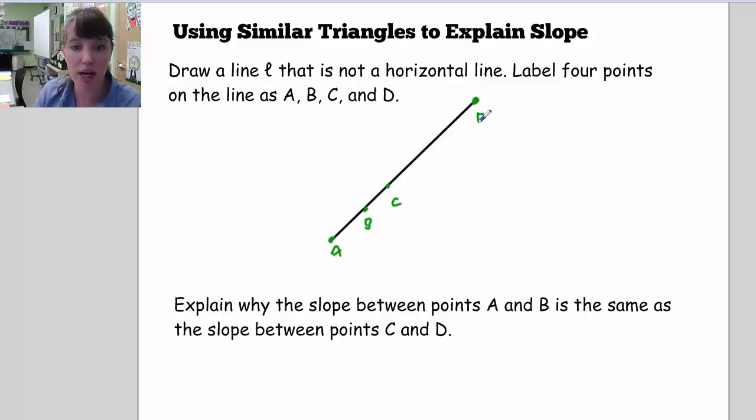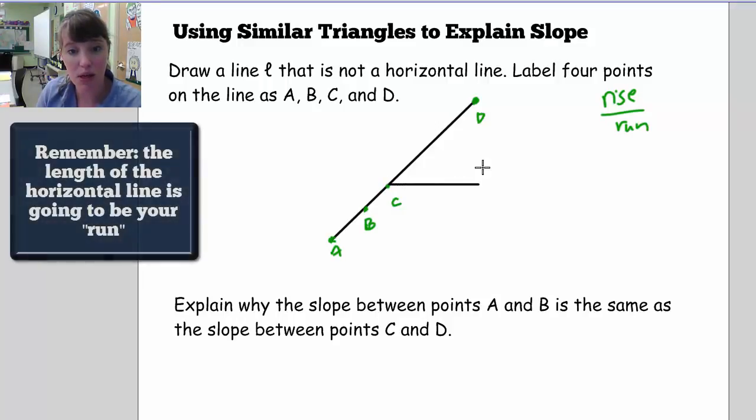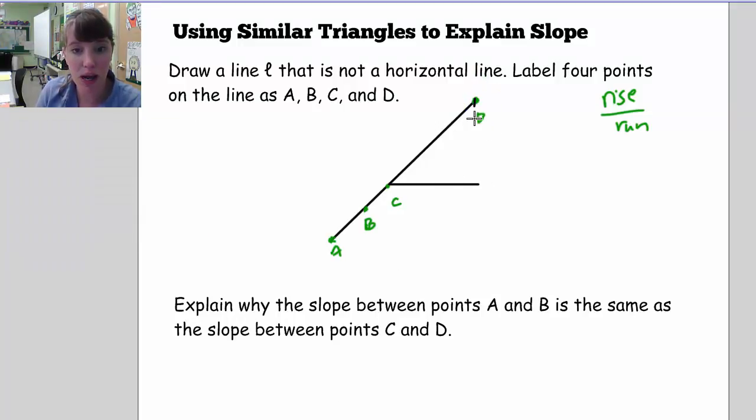So you'll notice that A and B are much closer together than C and D are. And I want to measure the slope between C and D and between A and B. Now remember, slope is the ratio of rise to run. So basically what I want to do is take a horizontal line right here and draw it from C, and take a vertical line and draw it from D, and have them meet at a right angle. And I want to do the same for A and B.